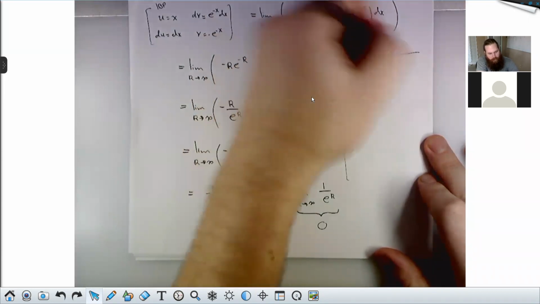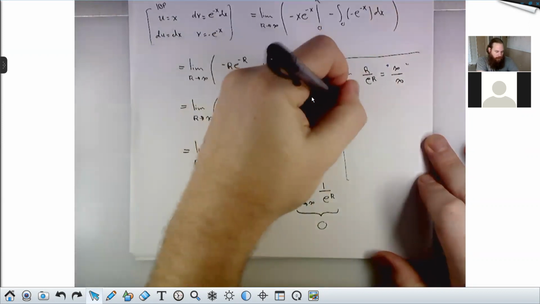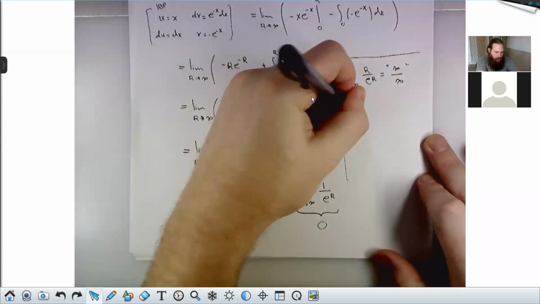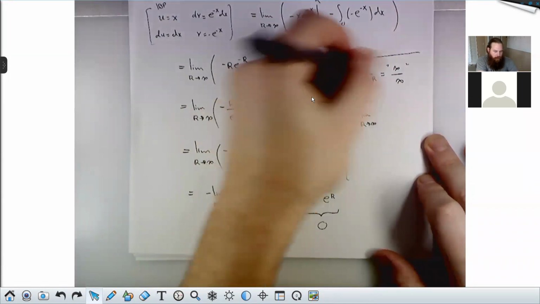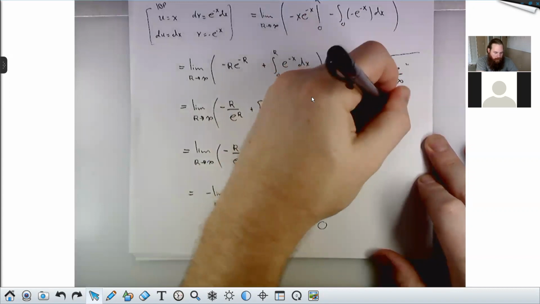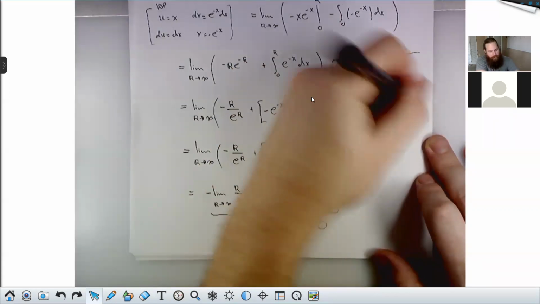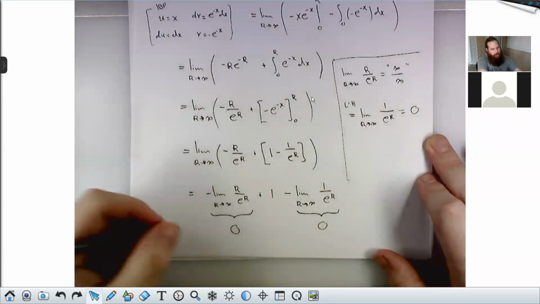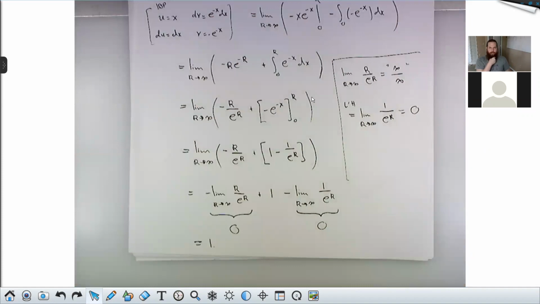This looks like infinity over infinity, so we need L'Hopital's rule. So by L'Hopital's rule, that's equal to the limit as r goes to infinity of 1 over e to the r, because the derivative of the top is 1, the derivative of the bottom is e to the r, and that's the guy we just said is 0. So this is 0 as well, which means this whole thing is equal to 1. And 1 is 1 factorial. So at least for n equals 1, this works great.